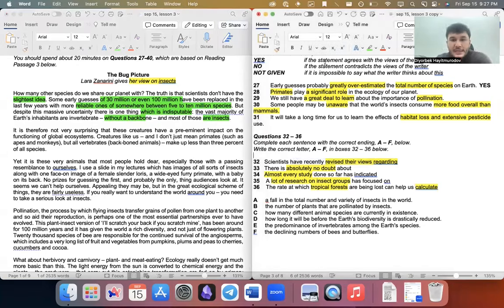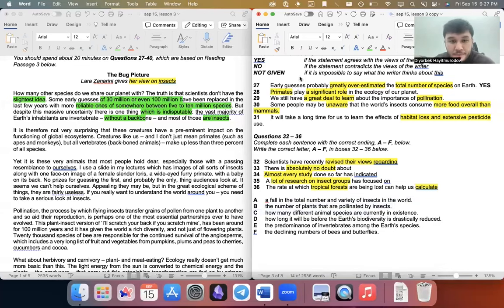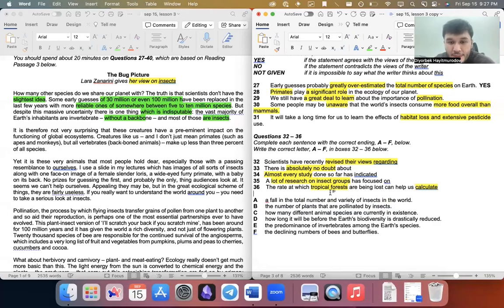So 32, scientists have recently revised their views regarding A, a fall in the total number and variety of insects? No, they have recently revised how many species there are. The number of plants that are pollinated, they did not revise their views. Revise your views means change your views. What else? Next one. They have recently revised how many different animal species are currently in existence. I like that a lot, right? Because they recently said, no, there are not 100 million species. There are 5 to 10. So the answer is going to be C.